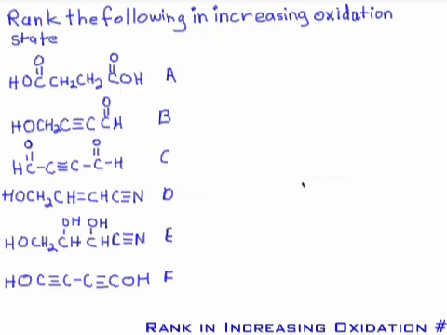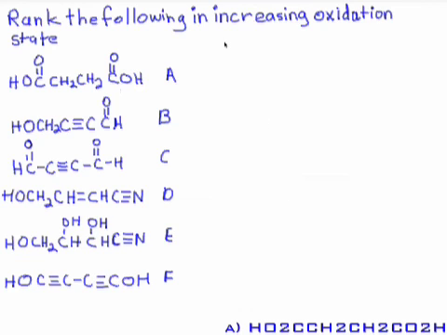In this homework problem, you were asked to rank the following in increasing oxidation state. In order to do this for the 6 molecules given, you have to determine the oxidation number for every carbon atom. Oxidation number is determined by assuming unequal sharing of electrons. That is, the more electronegative atom gets all of the electrons of the bond.